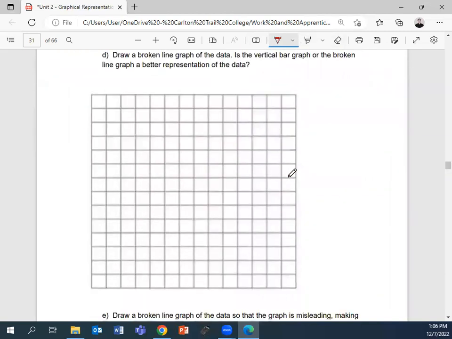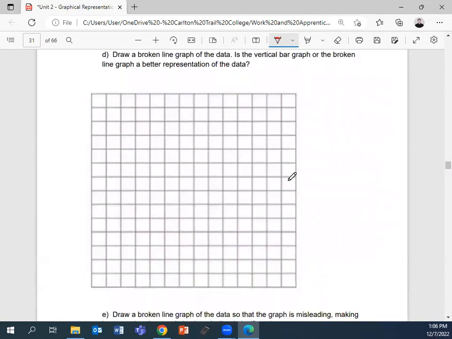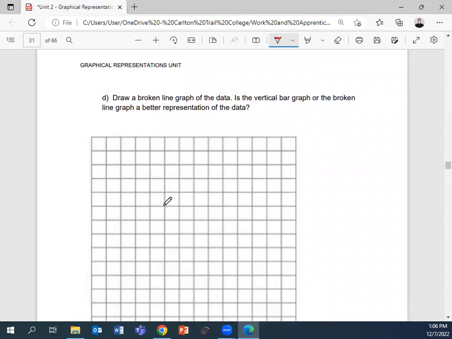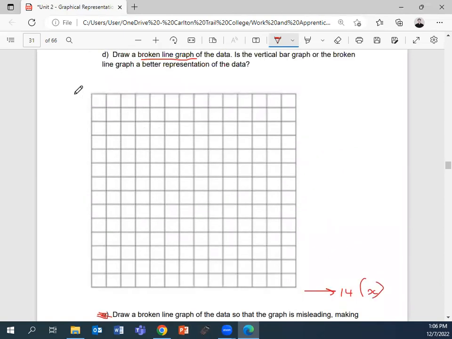So if we go to question D here, we're going to skip E. So you can cross that one out because we've kind of already done that in some sense. But for question D, we want to make a broken line graph of it. And that's the thing where all you do is you put your dots and then you space it out. If we remember, this goes up by 14. This is our x-axis. So it goes to the right by 14 and it goes up by 14 as well.